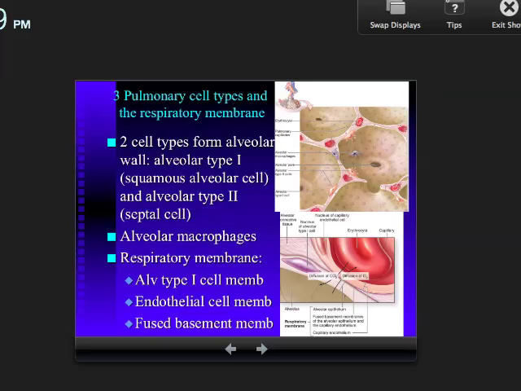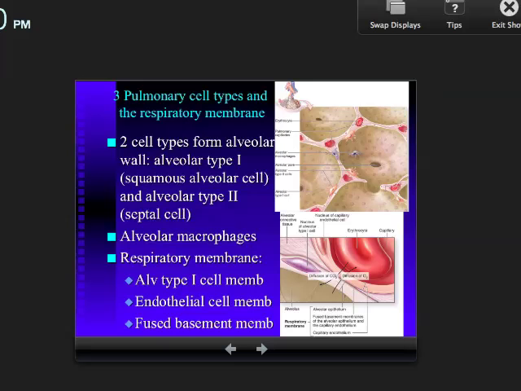And so before oxygen can actually begin to move across the cell, it must first dissolve into this layer of water. And once it dissolves into that layer of water, then it's free to diffuse through the type 1 alveolar cell, through the basement membranes, which you know are freely permeable, and through the endothelial cell into the blood plasma.